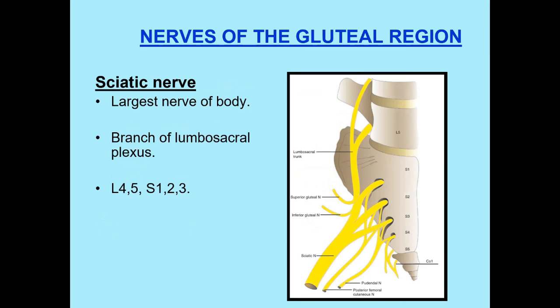Sciatic nerve. Largest nerve of the body. Branch of the lumbosacral plexus. Its root value is L4, L5, and from the sacral side S1, S2 and S3.